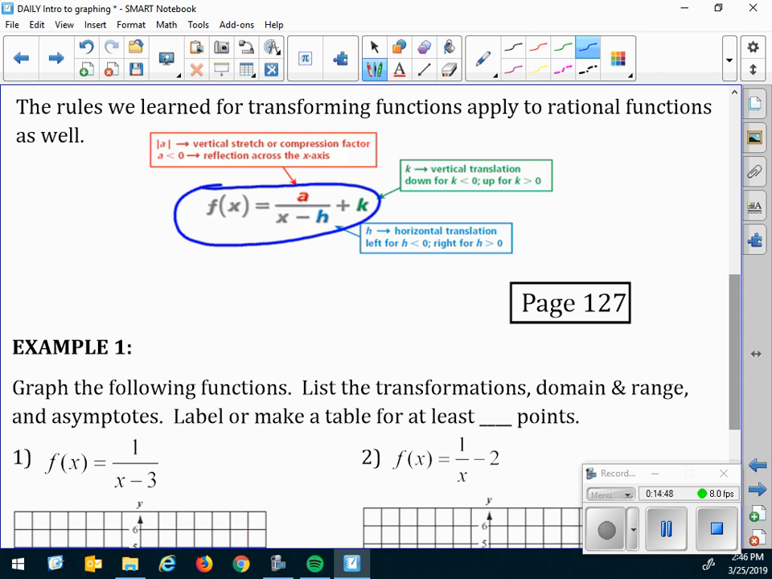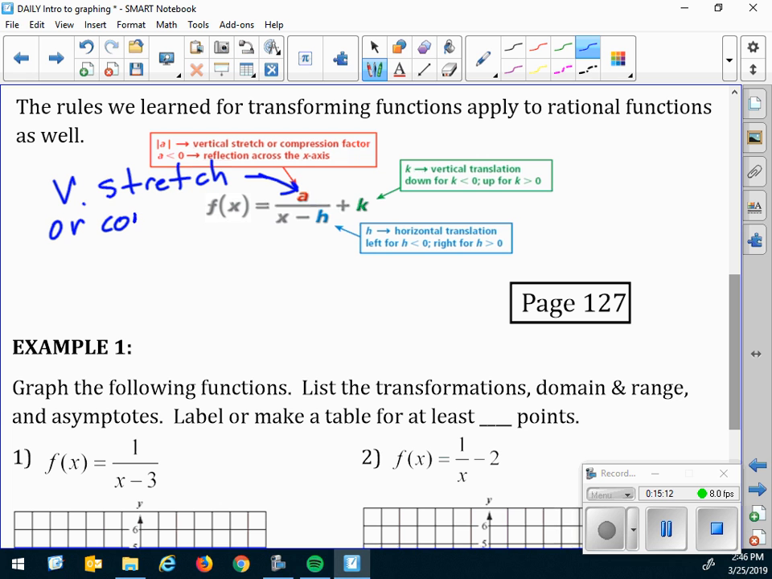Every piece of this is something you already know how to deal with, I promise. Now look, I want you to draw an arrow to the a. That is a vertical stretch or compression. A vertical stretch or shrink. So have you got that written down? A is a vertical stretch or compression.